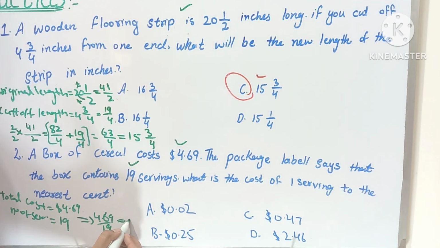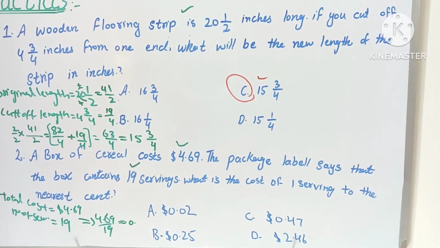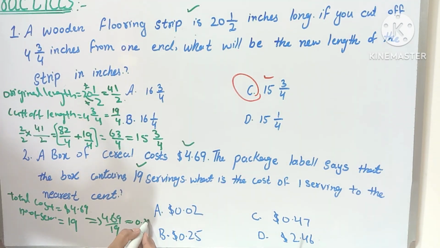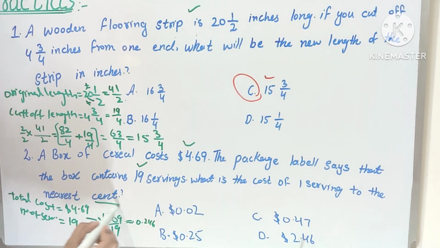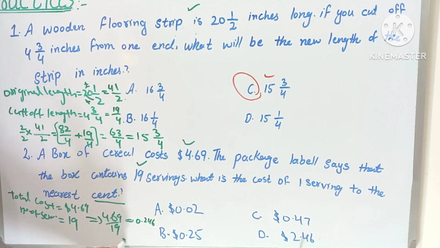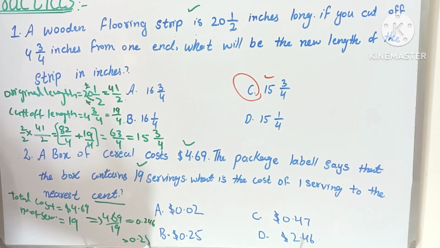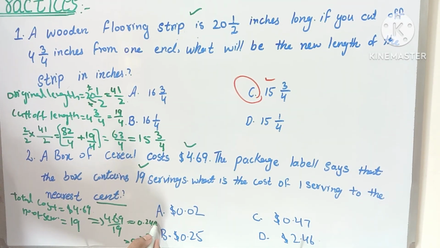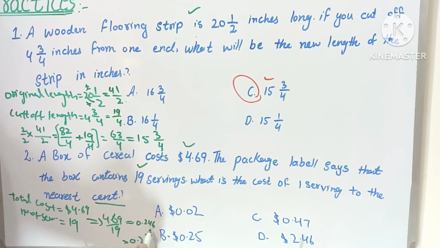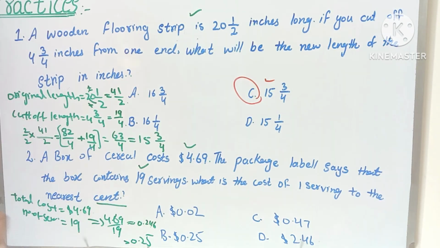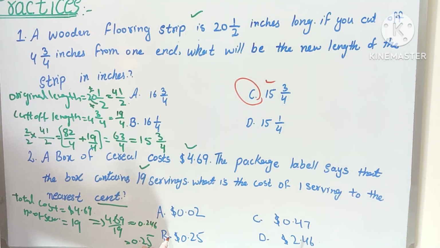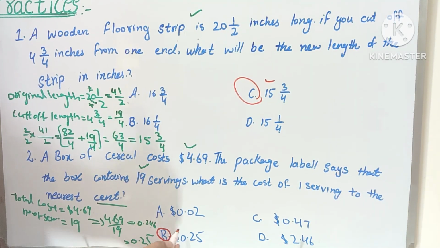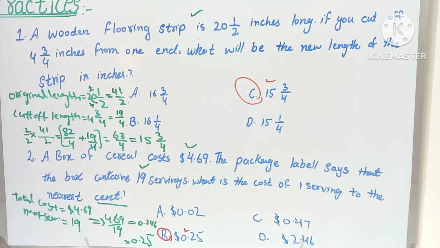When I calculate them, my answer is 0.2468. Now they demand the nearest cent. So my answer will be 0.25, because 6 is a greater value than 5, so I write 0.25. I got the same answer. It corresponds to B, $0.25.